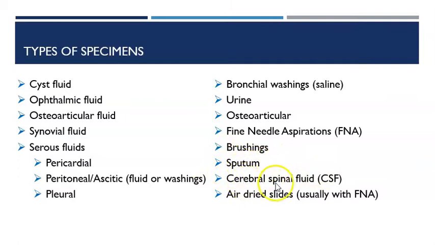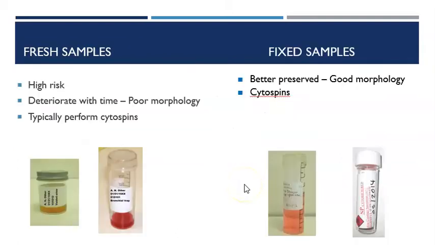sputum samples that are coughed up. So basically all of these are fluids that will contain cells, and in many cases when we're looking for cancer, we're looking for an unusual cell type that shouldn't normally be there. Samples can be either fresh or more usually fixed.